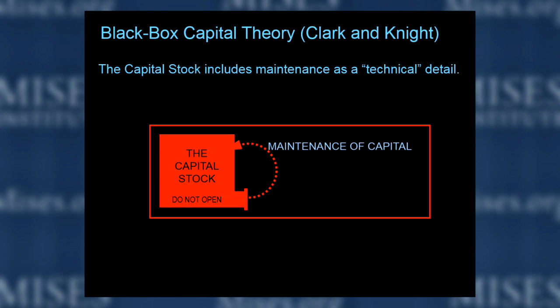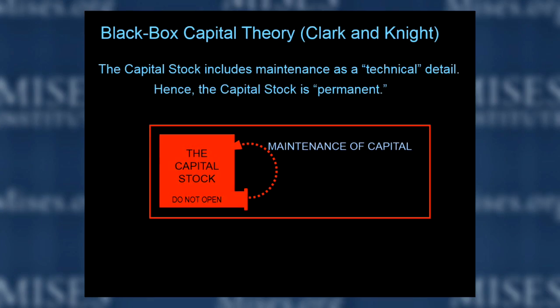Now think about that. Would any economist say that maintenance is a technical detail? No, you could maintain it once a month or twice a month or whatever, depending on one thing or another. So it's not just a technical detail, but it's treated as a technical detail in Frank Knight's view. Hence, the capital stock is permanent. Would any Austrian say that? The capital stock is permanent?